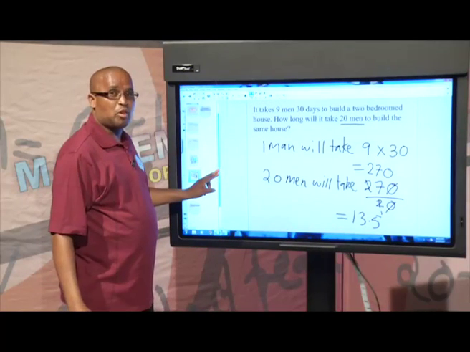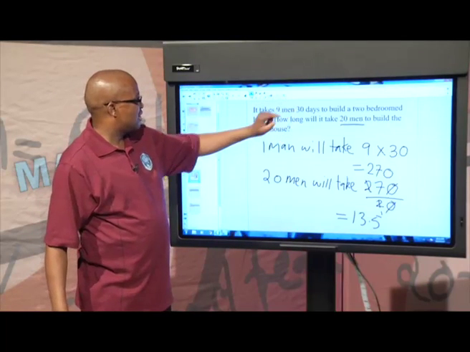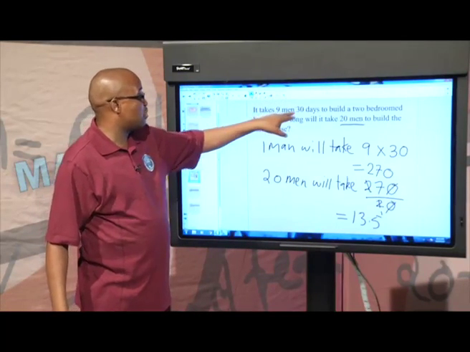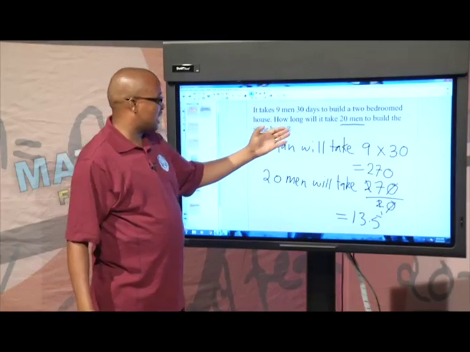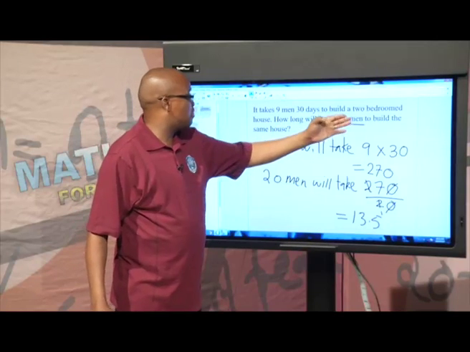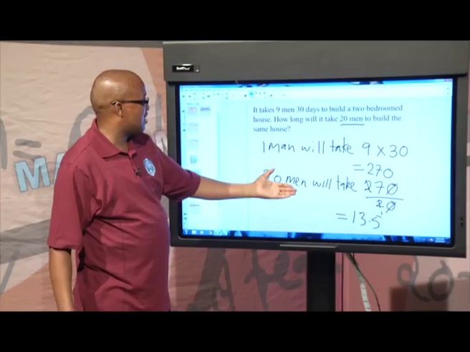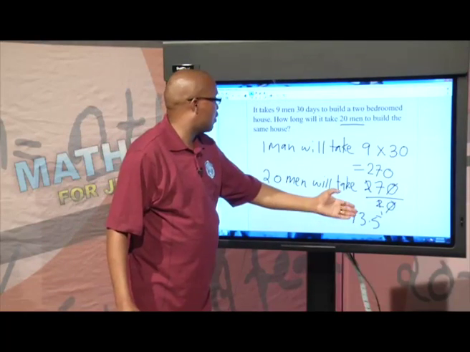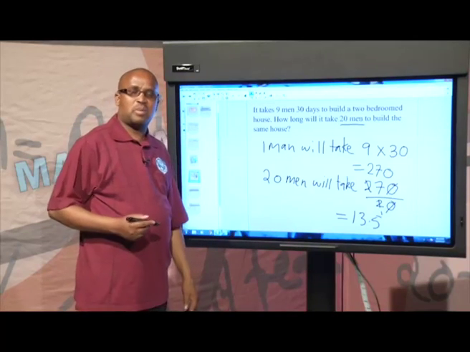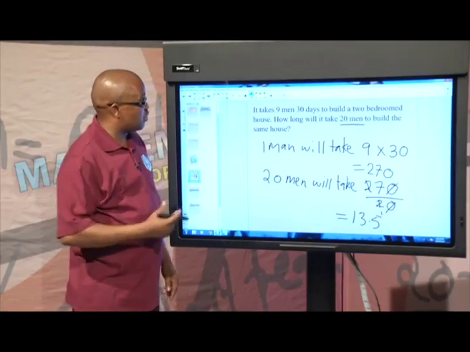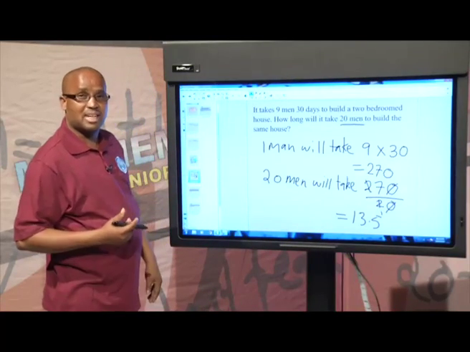Remember, this is the inverse proportion. It says it takes 9 men 30 days to build a 2-bedroomed house. How long will it take 20 men to build the same house? And we are saying 20 men will take 13.5 days. That's the answer to this question. I want to believe we need to give another example to make sure that you understand this even further. Let us have a look at another example.